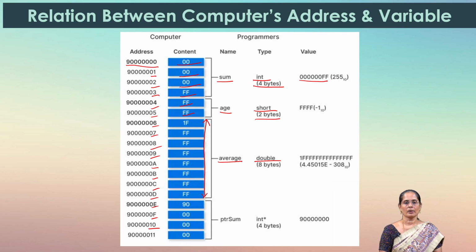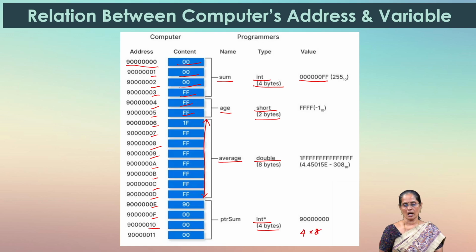So, the double type range varies from 4.45 to 308 base 10, right. And then I am declaring an integer pointer in my code. So, what happens? An integer pointer will be of 4 bytes. Since it is of 32-bit architecture, so 4 into 8 will be 32 bits.